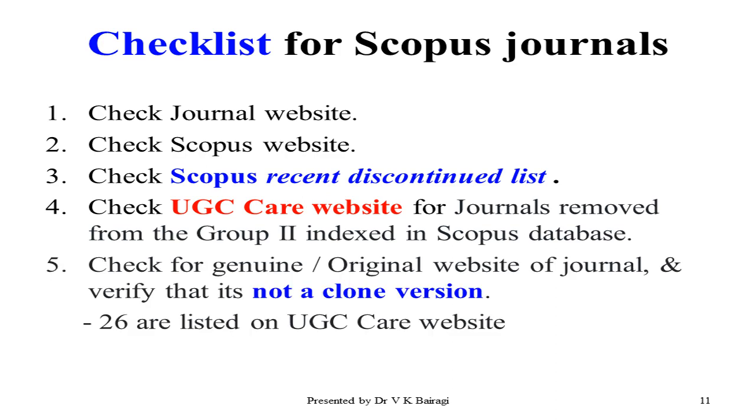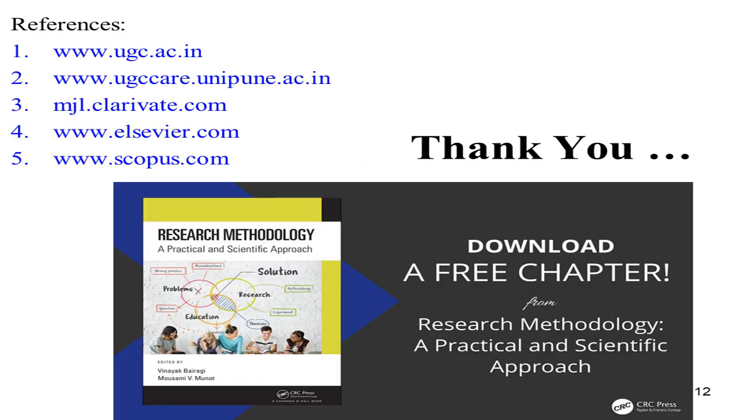And finally, check whether the journal website is original or a clone version of the original website. Presently, there are 26 such clone websites which are listed on the UGC CARE website. These are the references for further reading.